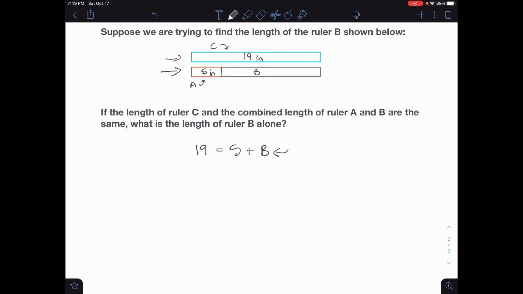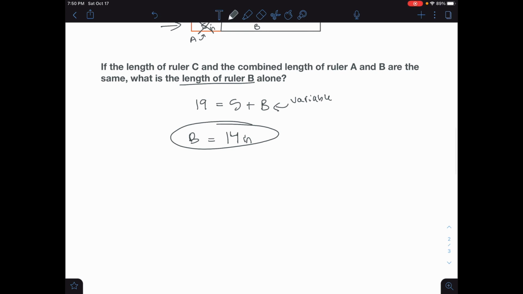And in this case, again, B is our variable because we don't know what the value of it is, and we are trying to find what the length of ruler B is. So how can we do this? Well, just like we did last time, we can remove 5 inches off of each of the rulers to find that B is equal to 19 minus 5, which is 14. So B is 14 in this example, 14 inches.